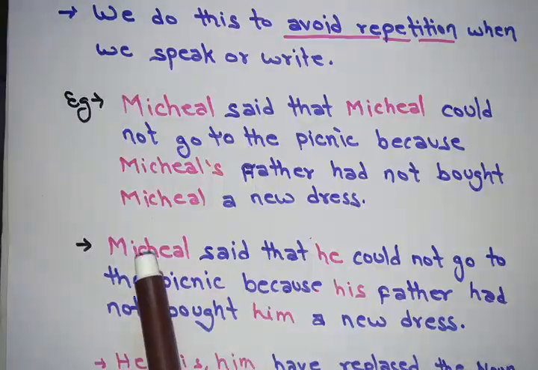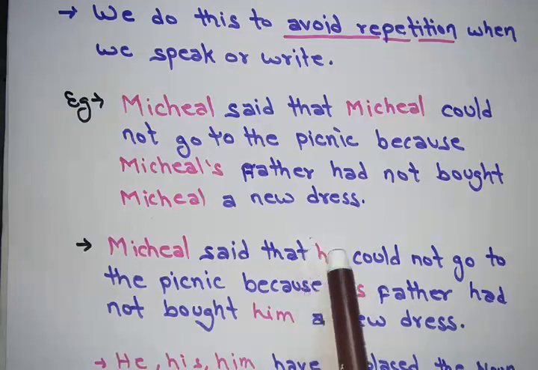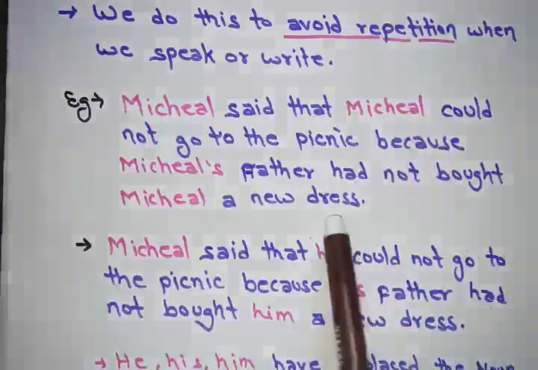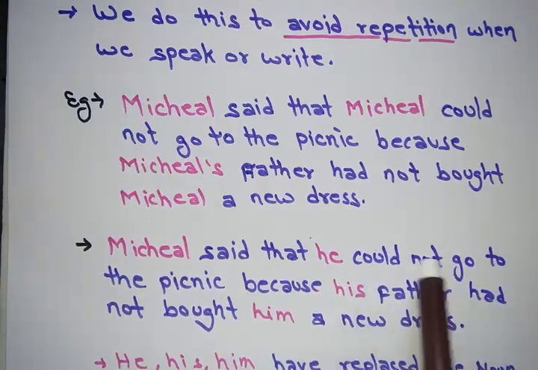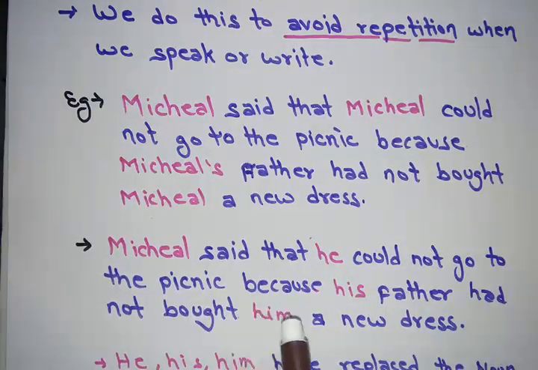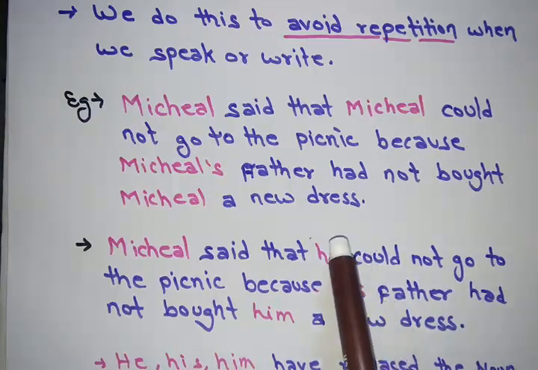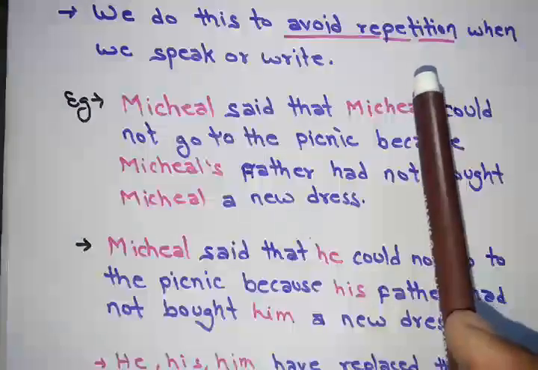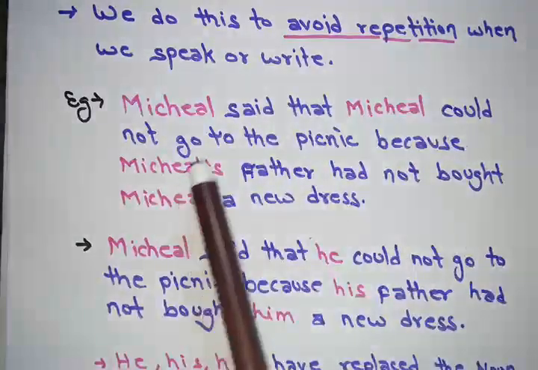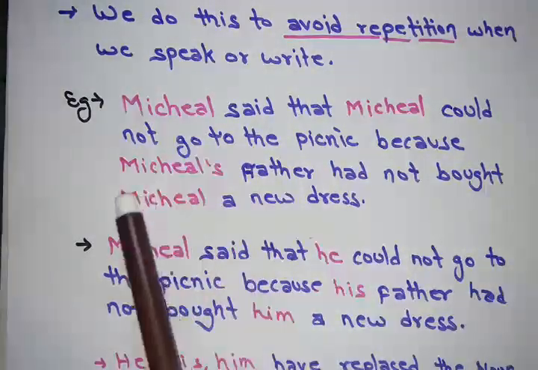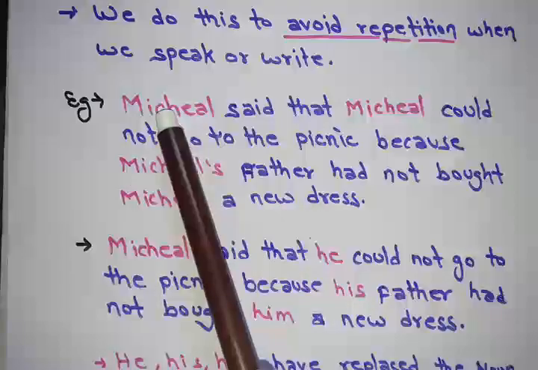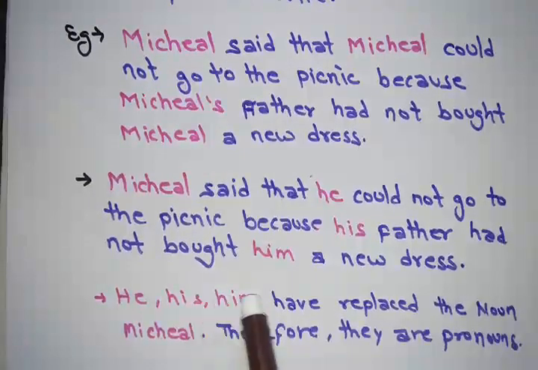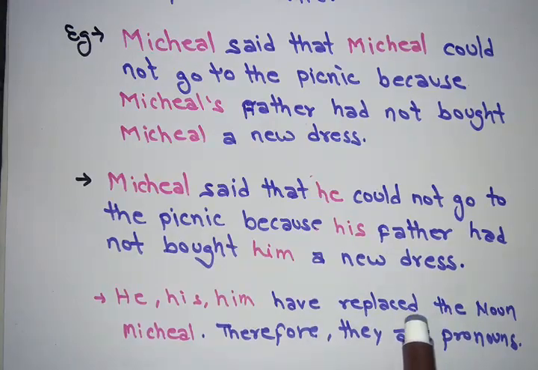Its right format is: Michael said that he could not go to the picnic because his father had not bought him a new dress. So he, his, him remove the repetition of Michael, Michael's and Michael. They have replaced the noun Michael, therefore they are the pronouns.